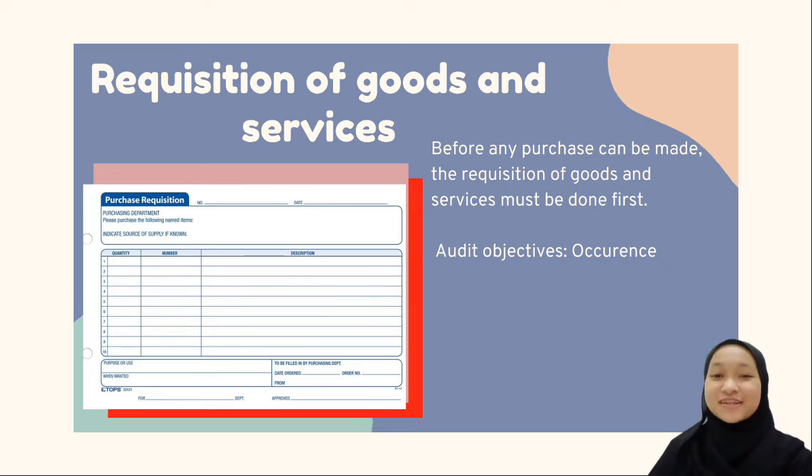The first function is the requisition of goods and services. The document here is a purchase requisition form, which has all the details such as the goods name and its quantities. This document helps to achieve the audit objective, which is occurrence, to prevent fictitious transactions.